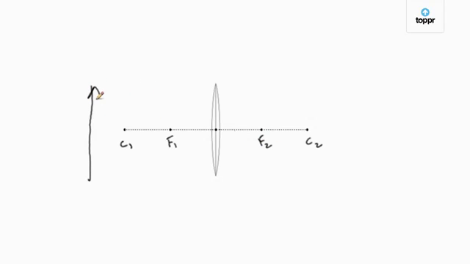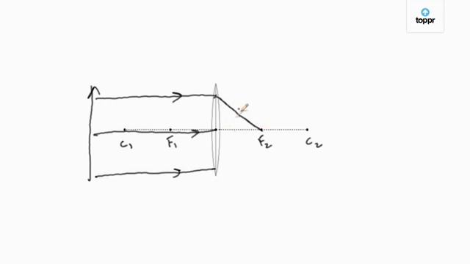The light rays emerging from the object will be parallel rays striking the convex lens, and we already know that after refraction the parallel rays are going to converge at the focus. Therefore, we get the image at focus F2. The image we get in this case is real, inverted, and highly diminished in size.